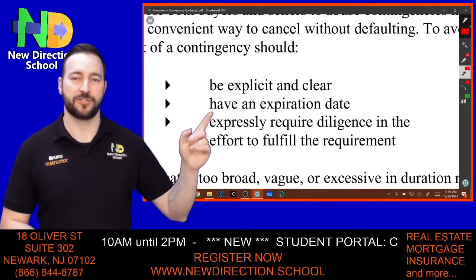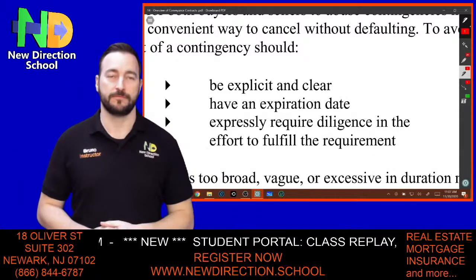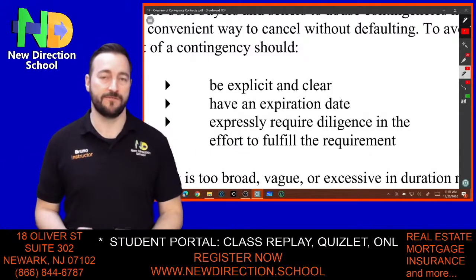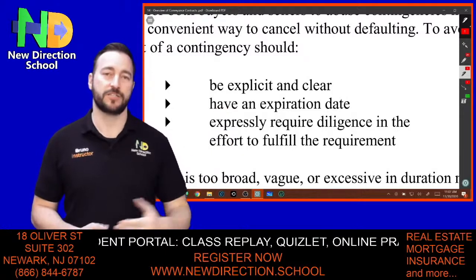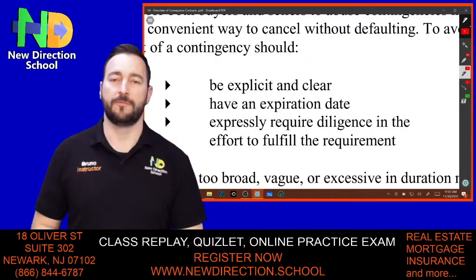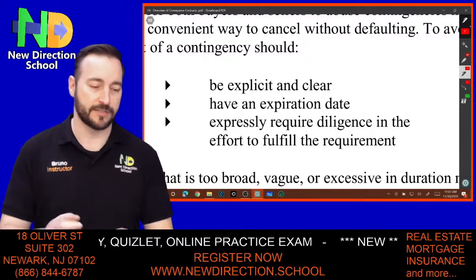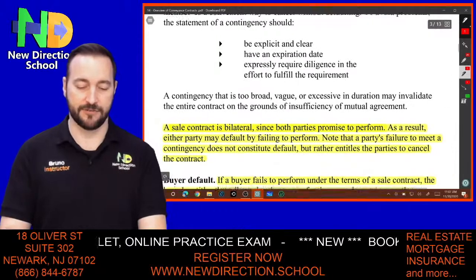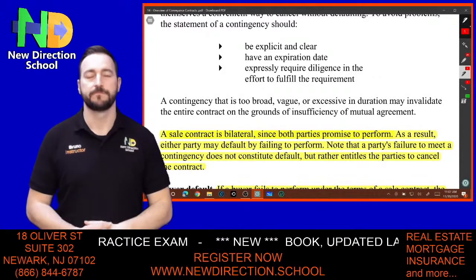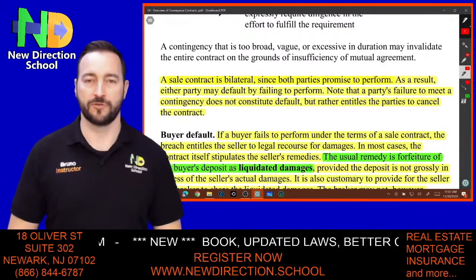For instance, the expiration date. We're going to say subject to the inspection, right, within 10 days, for instance. So we're giving 10 days after the contract is enforceable for the inspection to happen. Not going to wait here 3 months for the inspection to happen. We'll give X amount of days after that for you to give the second deposit or first deposit or whatever it is. Everything must be explicit in the contract. A contingency that is too broad or vague or excessive in duration may invalidate the entire contract on the grounds of insufficiency of mutual agreements.